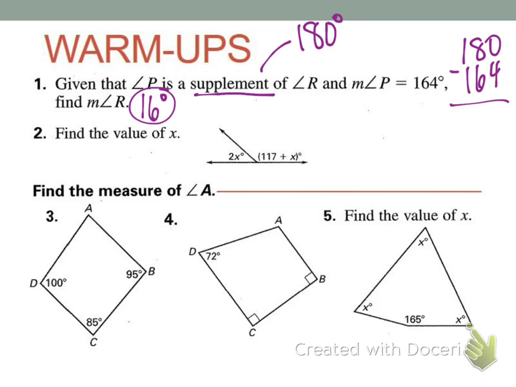All right, on number 2, we are asked to find the value of x. What is true about the two angles here? Okay, together they would equal 180. They are what we would refer to as a linear pair, which means they are supplementary. They add up to 180. So we can take 2x plus 117 plus x, and all together that should equal 180.